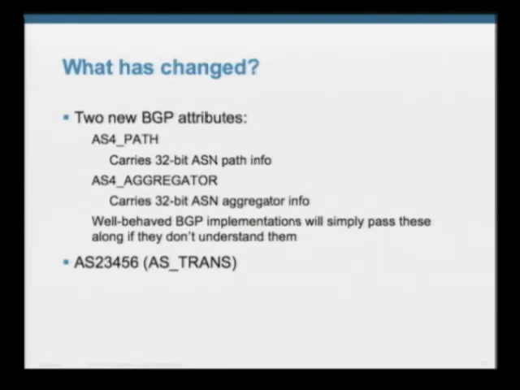Because the standard AS path contains the 2, 3, 4, 5, 6s, and then just the swapping is done by the router itself. There's also the AS4 aggregator, which is the 32-bit ASN aggregator information. And as it says there, well-behaved BGP implementations simply pass these along if they don't know what these attributes are about. Of course, there's AS23456, which is special. So you'll see more of that appearing.